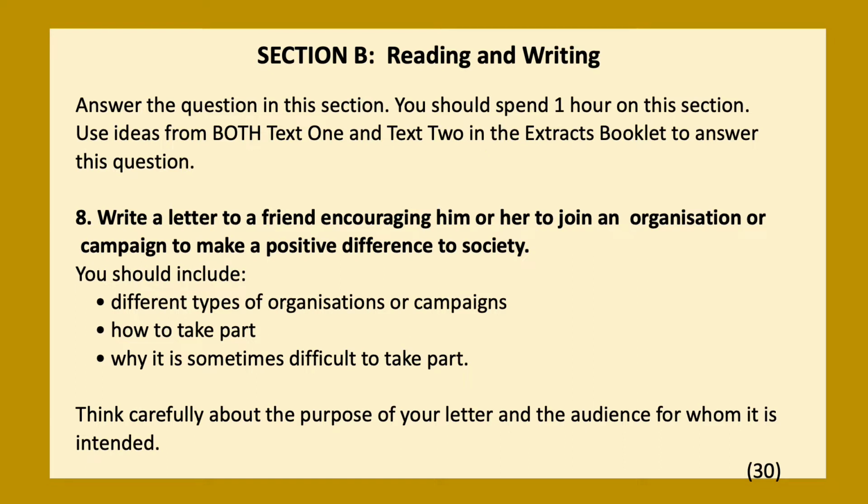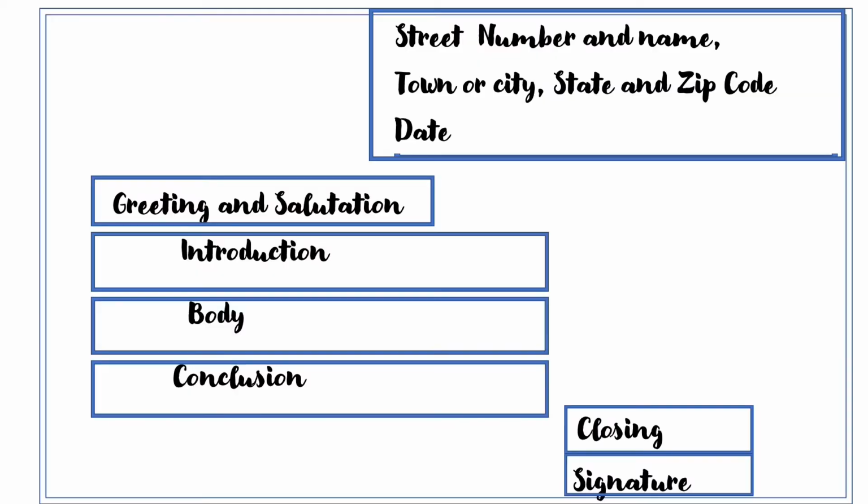Alright, so let's plan the letter. Now let's see a general format of a letter. The heading is in the top right hand corner, then the greeting and salutation on the left hand corner, then the short introduction, then the body, and after that comes the conclusion, then close the letter followed by the signature.